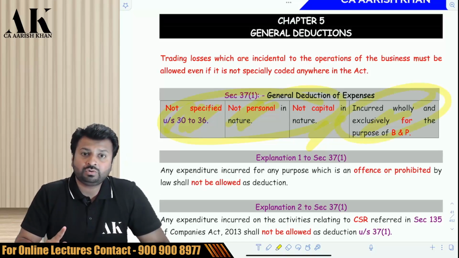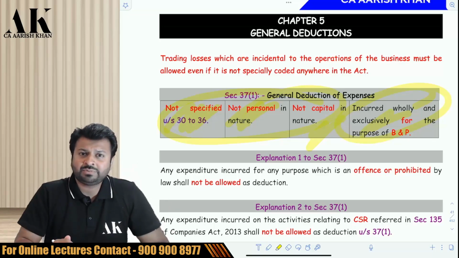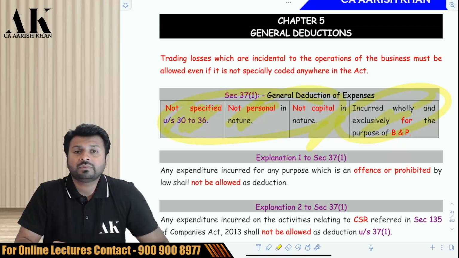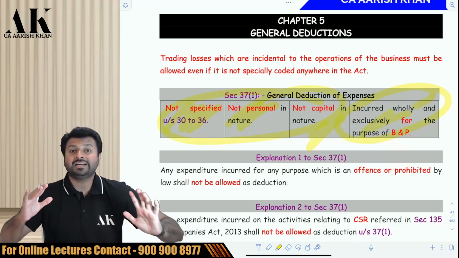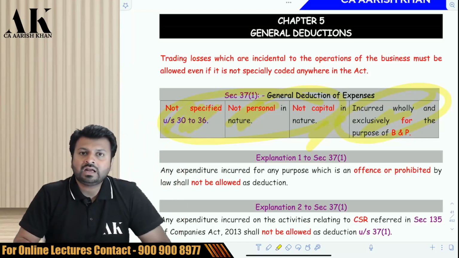But it is not that easy to interpret this particular section. There are more than 5,000 Supreme Court, High Court, and ITAT judgments on this particular section. More than 5,000 means you need to understand the nature and coverage of litigation in this section, how litigious this section is. Now let us go ahead.